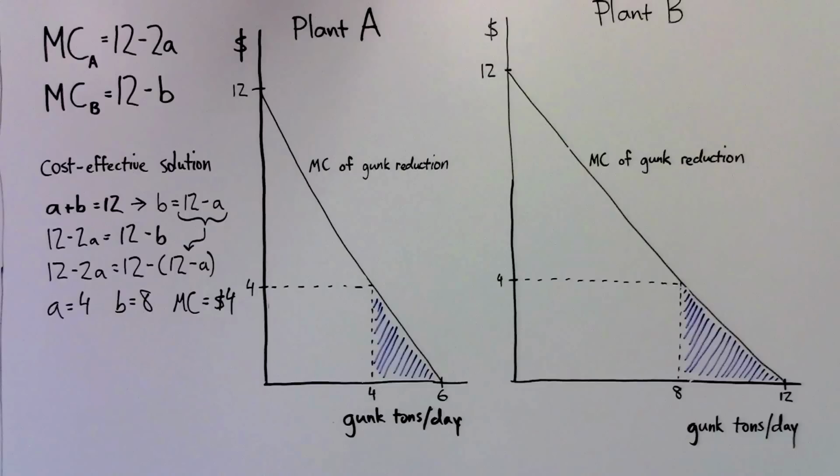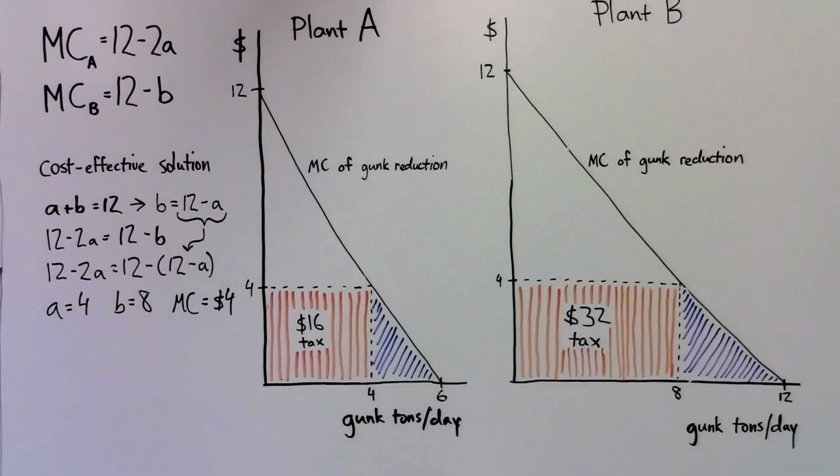gunk. It has no incentive to reduce its gunk below 4 tons, because the marginal cost of pollution reduction exceeds the tax, so it will emit 4 tons per day and pay the city of Springfield $16 in tax, as shown by the red rectangle. The situation is similar for Plant B, which reduced its gunk by 4 tons and paid $32 in tax.